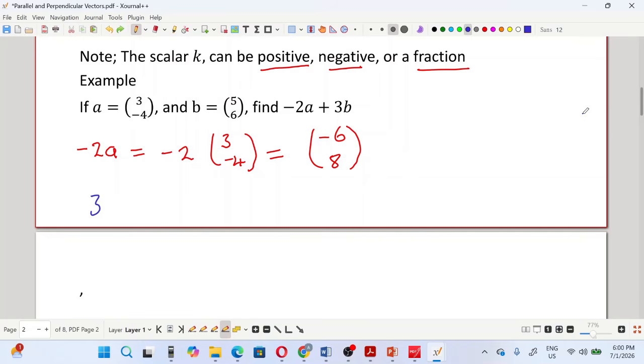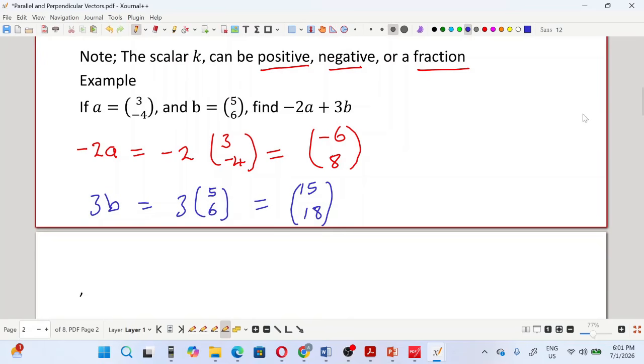Then after that, we need 3B, right? It says 3 multiplied by our B, which is (5, 6). So it's going to be 3 multiplied by 5, which gives us 15, and then 3 multiplied by 6, which gives us 18. Right? So therefore, -2A gave me that, and 3B gave me this.